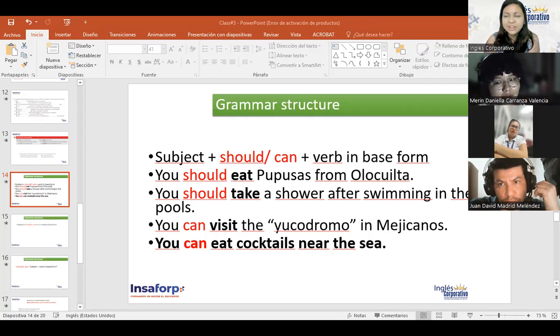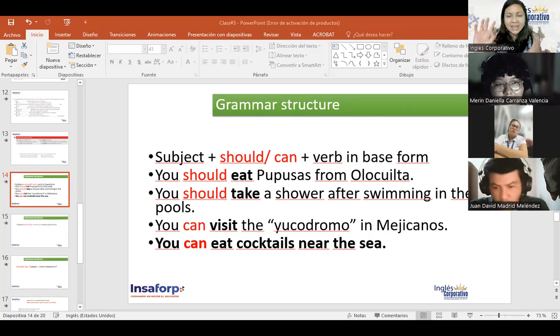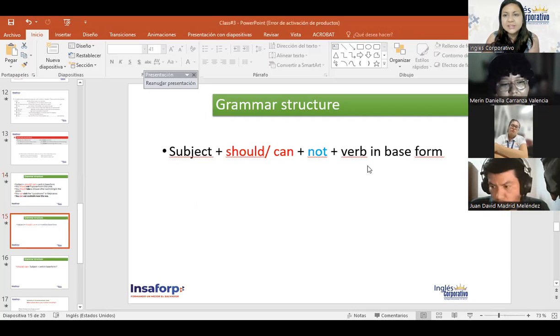No debí, o debí haber hecho eso. Debí haber hecho eso. But that is advanced English, so you will study that in the future. Right now, just subject, should, and the base form of the verb. For the negative, it is the same.